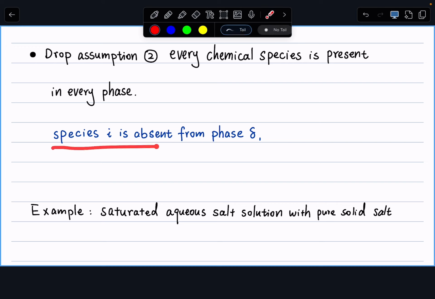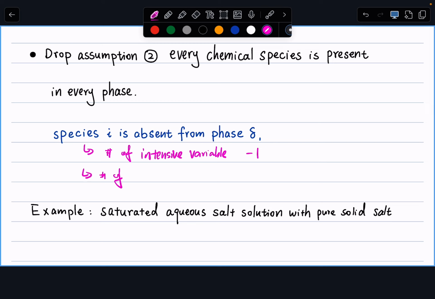So what does it mean? Now we say species i might be absent from phase delta. These are just random numbers of species and phase. So this tells me my number of intensive variables is reduced by 1, and then the number of relations is also reduced by 1.